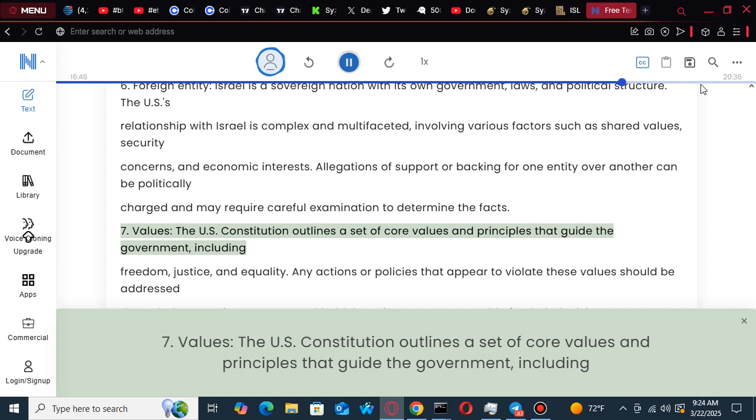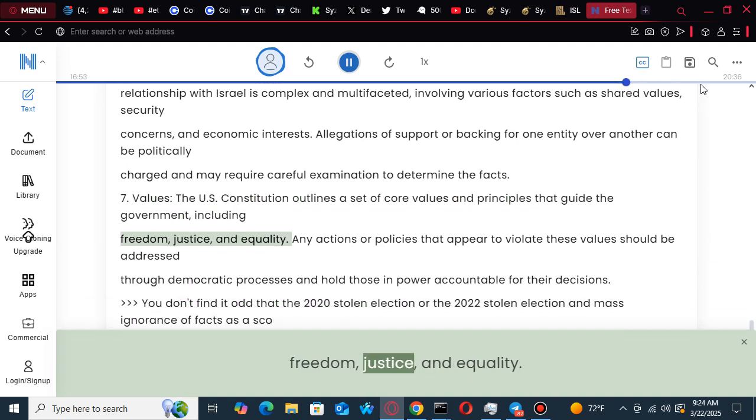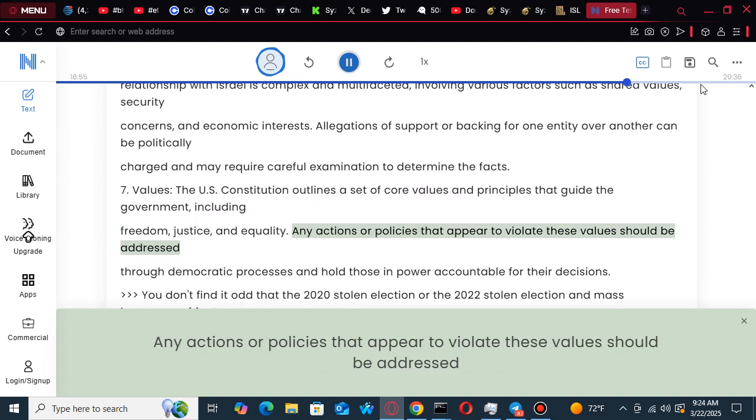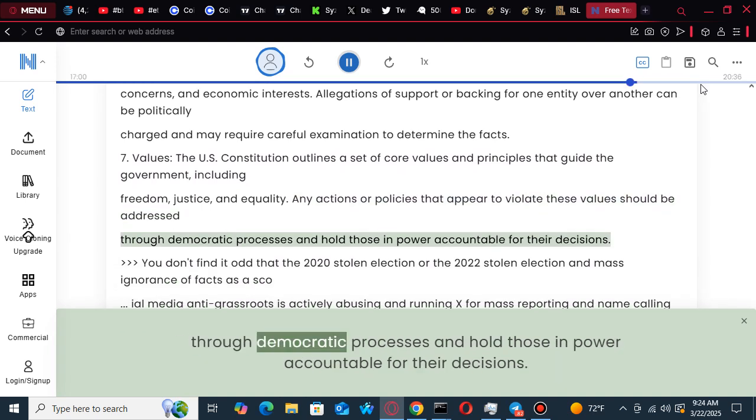Values. The U.S. Constitution outlines a set of core values and principles that guide the government, including freedom, justice, and equality. Any actions or policies that appear to violate these values should be addressed through democratic processes and hold those in power accountable for their decisions.